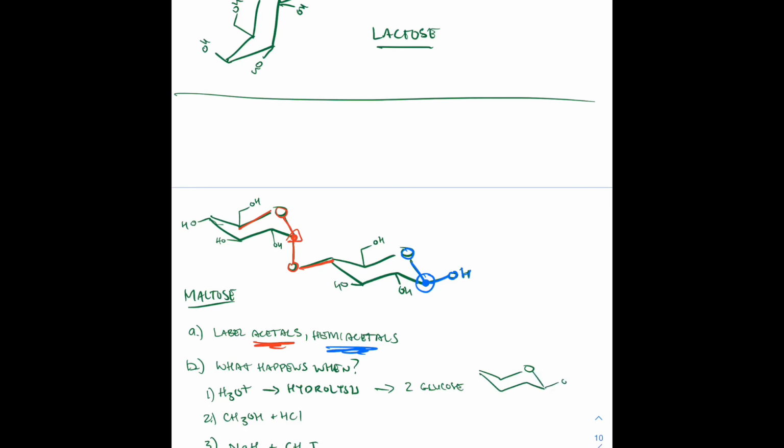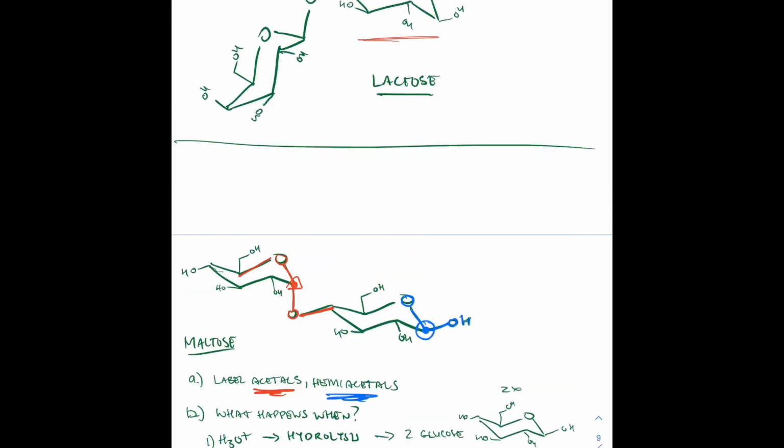So next, what we want to do is see what happens when we add acidic water. Well, this is going to be hydrolysis of the acetal, and so what we're going to form is two glucose molecules, as drawn here. This is just cleavage of that acetal portion.